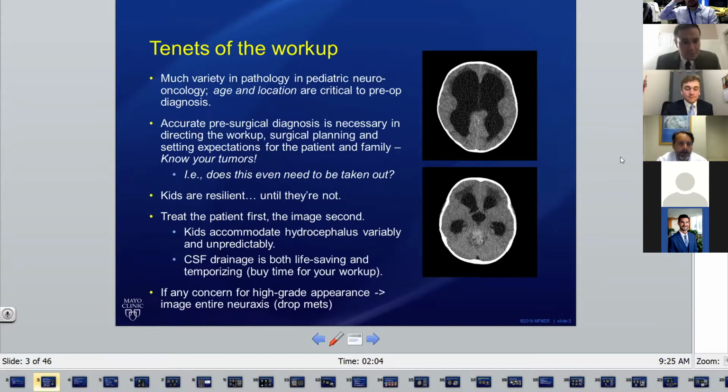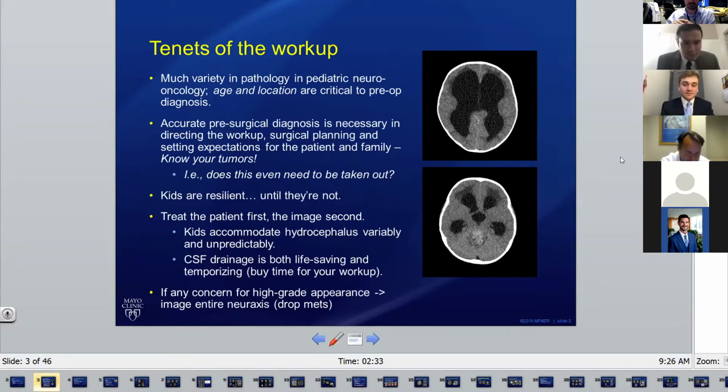Because of the very wide range of pathology in pediatric neuro-oncology, it pays to know what's common in each age group and in each region of the brain. In adults, we're used to seeing gliomas, meningiomas, schwannomas. They account for the vast majority of pathology that gets treated in the adult world. The number of tumors in the pediatrics world is much larger, and it pays to know them so that you can better predict the workup when a patient presents acutely.